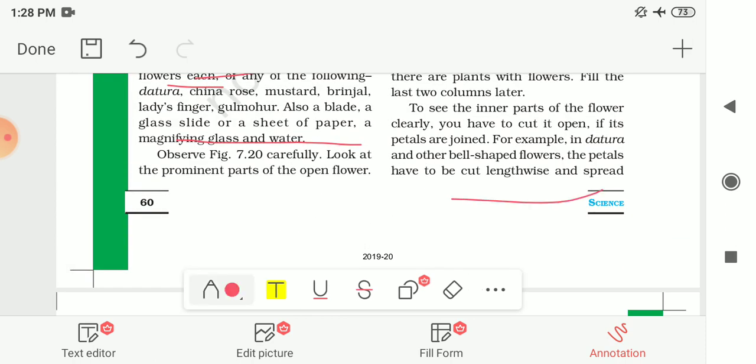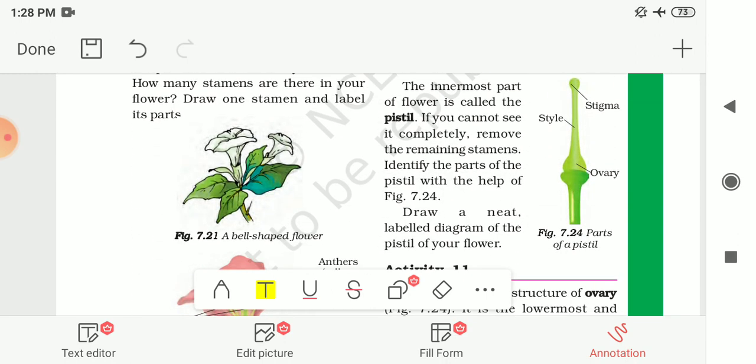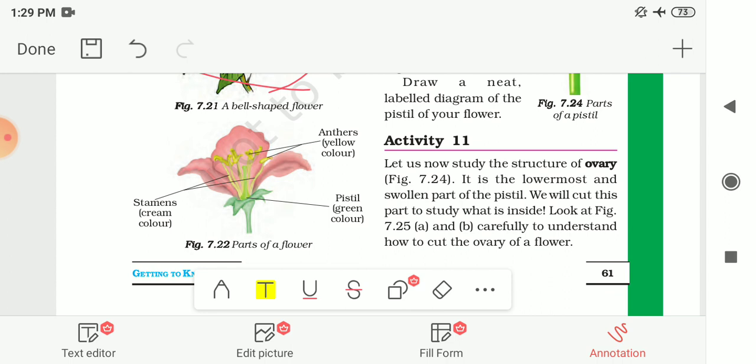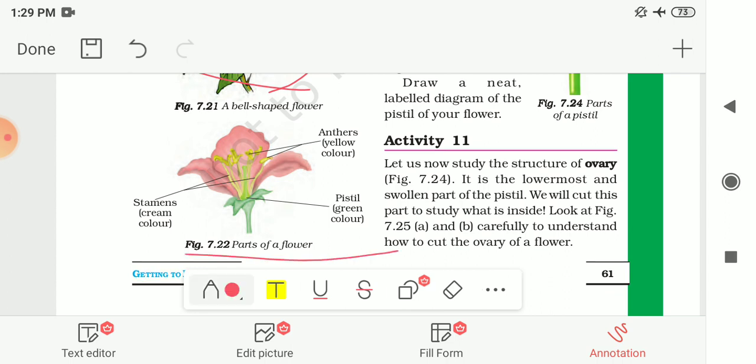Now to see the inner part of this flower clearly, we have to cut it open if its petals are joined, for example in dhatura or other bell-shaped flowers. Now what is a bell-shaped flower? It is shown here in this figure. This one is the bell-shaped flower, which has the shape of a bell, like you find in temples. For bell-shaped flowers you have to cut them open, and the petals have to be cut lengthwise and spread out so that the inner part can be seen clearly, like this. You have to cut like this, so you can see the inner part of this flower.